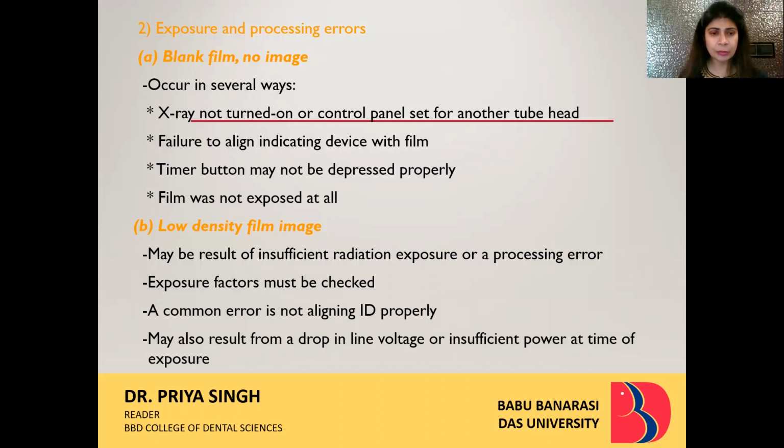Low density film image. It may be the result of insufficient radiation exposure or a processing error. Exposure factors must be checked beforehand. A common error is not aligning your indicating device properly. So as I have told you, it is very important to align three things when you are taking a radiograph. And once you have made the patient sit, you should always check it again before doing the exposure.